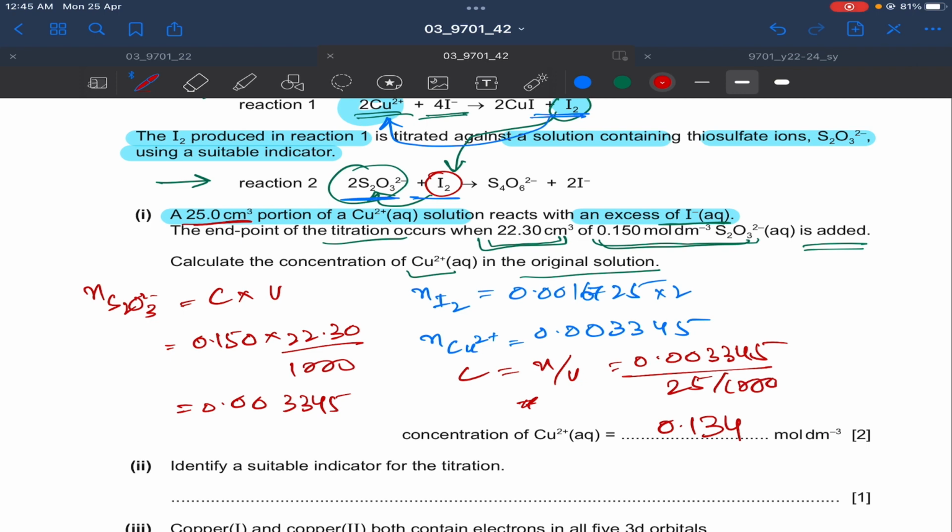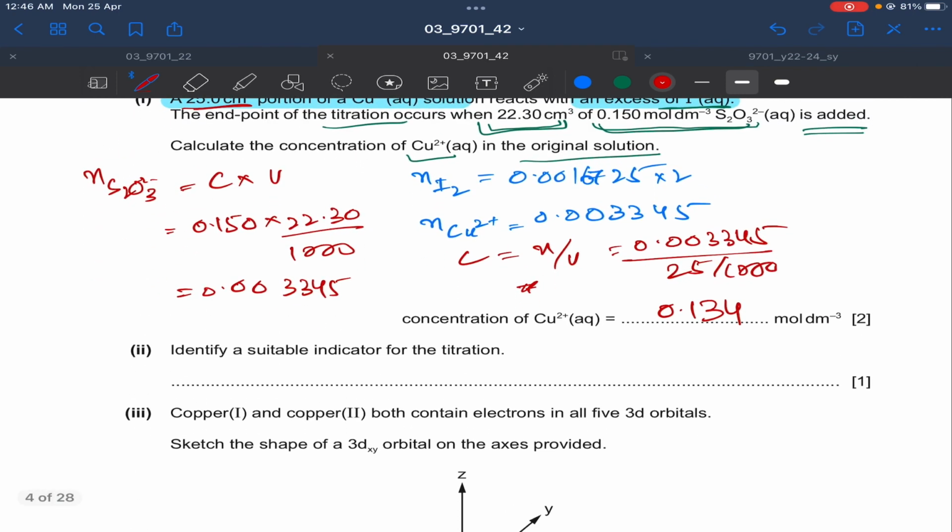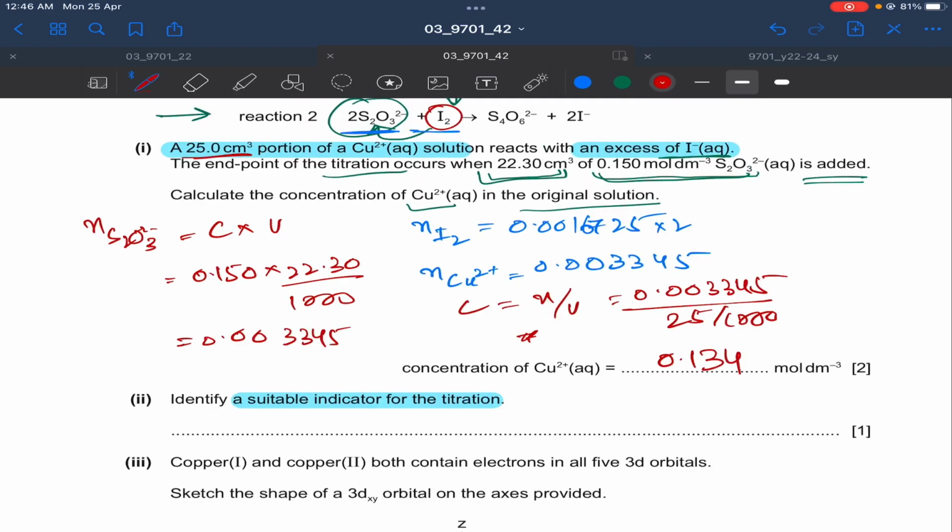So simple question on moles. Identify a suitable indicator for the titration. So I hope everyone knows the answer. In iodine titrations, we use starch as an indicator, right? So the indicator we use would be starch.